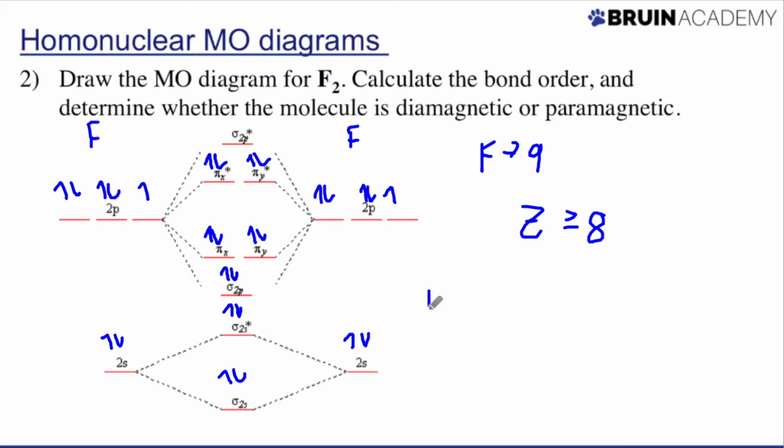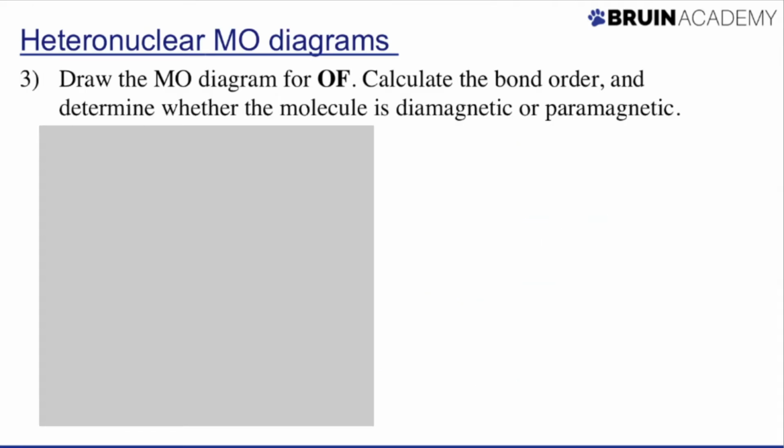And so if I'm going to calculate the bond order, I simply take the number of electrons in bonding orbitals, non-asterisk orbitals, so that's 2, 4, 6, 8, subtract by the electrons in antibonding orbitals, which is 2, 4, 6, 1/2 of 2 is 1. And so F's are connected by a single bond, and here all the electrons are paired, so it would be diamagnetic.